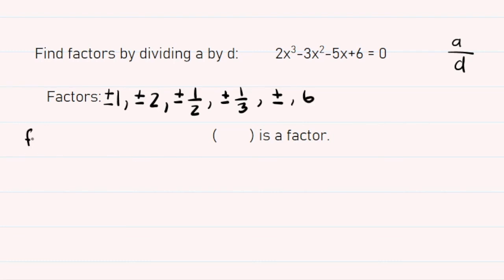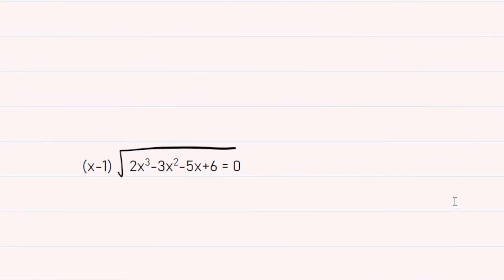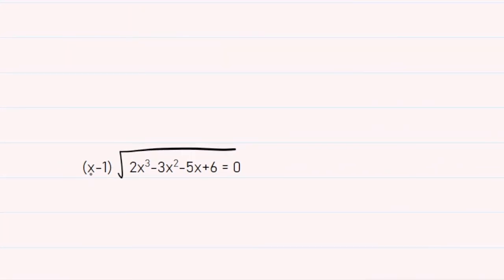Now if we tried f of 1, we do happen to get 0, so in this case x minus 1 is a factor. We now proceed towards a third step, which is factoring the polynomials through long division. So to get a 2x cubed, we need to multiply this by 2x squared. In that case, we get 2x cubed minus 2x squared. Right, so this will give us 0 here, so we can cancel this out.